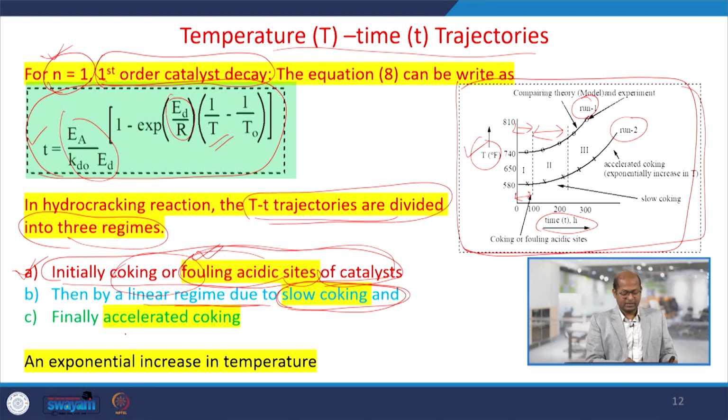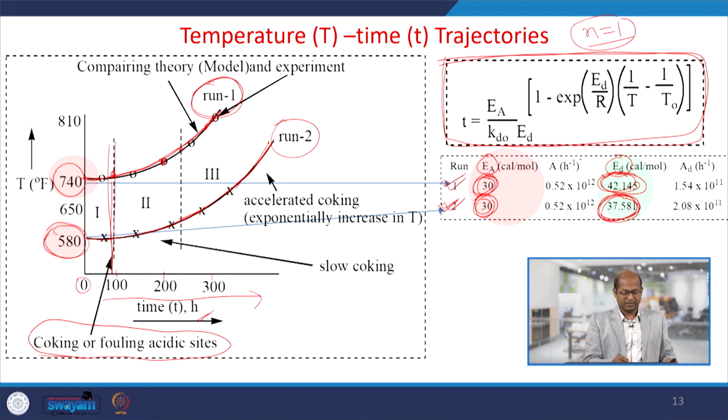And then the third is accelerated coking. Here you can see the temperature-time trajectory changes slowly, here also slowly, and here there are accelerated changes. Okay. So, for this accelerated, exponential increase, you have to raise the temperature in these regions. Here coke formation would be very fast, so the rate of increase of the temperature would be very high. At the beginning the catalyst deactivation is very slow, therefore we have to increase the temperature slowly.